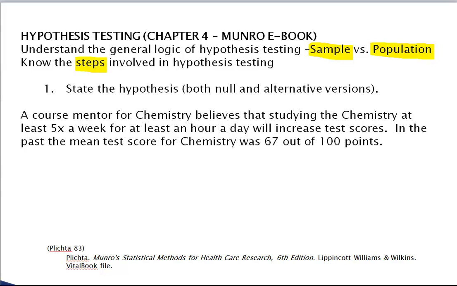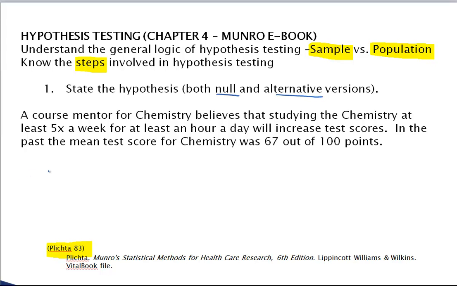So first thing that we're going to be looking at are the steps involved in hypothesis testing. And there are 6 of them, and you can find them in your ebook, they start on page 83, I believe. So the first thing that you do in hypothesis testing is that you state the hypothesis, both the null and alternative versions. So we're going to go ahead and look at this and figure out what the null is and the alternatives. So here we have a scenario.